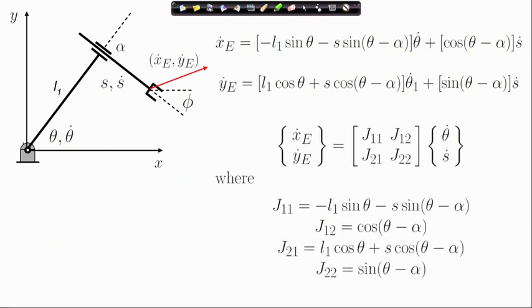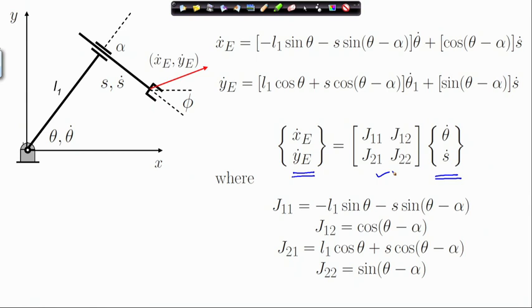So, here I have written out for you these relations that I have just now shown. So, given the joint velocities theta dot and s dot, I can determine the end effector velocities. Of course, the configuration is assumed to be known. So, the Jacobian is known.